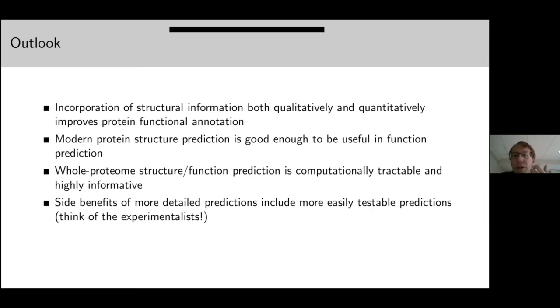We see that current methods in protein structure prediction are good enough to be used in functional annotation, and that now we can get whole proteome function predictions in reasonable amounts of computer time. It gives us a really good starting point for experiments on the poorly annotated sets of proteins in these proteomes.